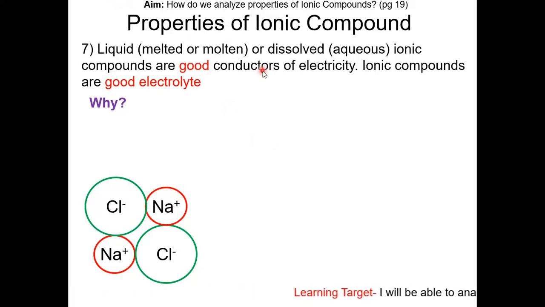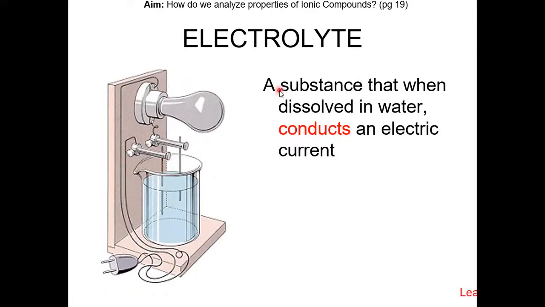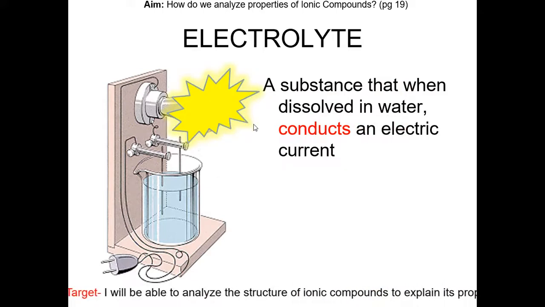When ionic compounds are dissolved in water, they are also good conductors of electricity. This is known as a good electrolyte. An electrolyte is a substance that, when dissolved in water, conducts an electrical current. So ionic compounds are good electrolytes.